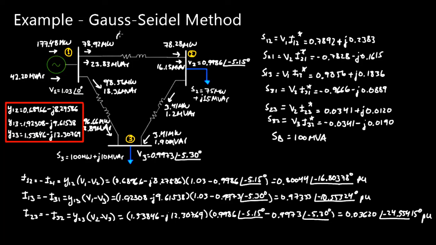So we get a loss of basically this number minus this number, so 0.64 megawatts and 7.68 megavolt ampere reactive. And then on transmission line 1-3, we have a loss of 1.90 megawatts and 9.47 MVARs.